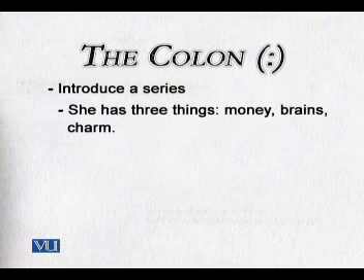Example: she has 3 things: money, brains, charm. She has 3 things. This is called starting the series. At the start of the series, she has 3 things. Colon will come. And then those 3 things will come. Let's say money, brains, charm. So money, brains, charm, of course, will be separated with the help of commas. This is the first function of this colon.